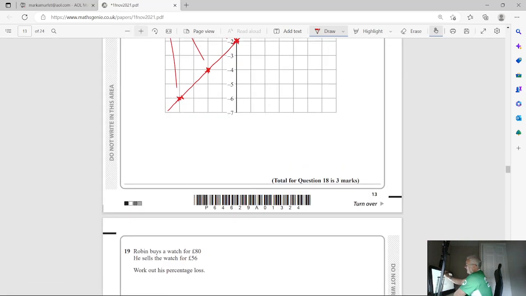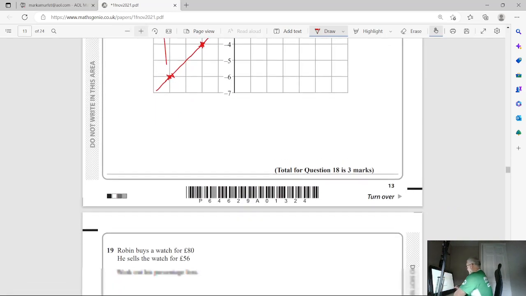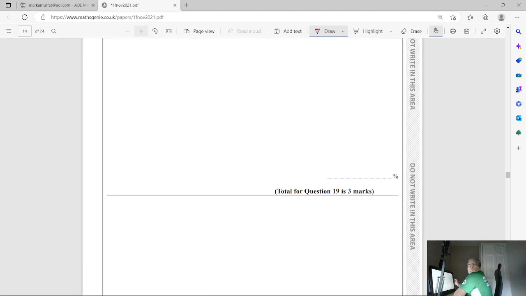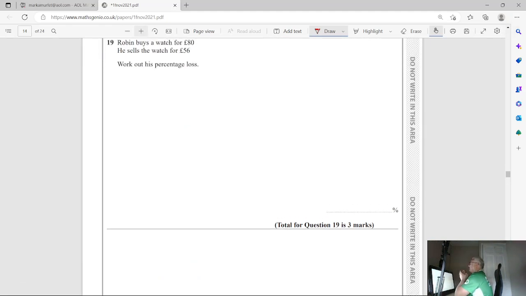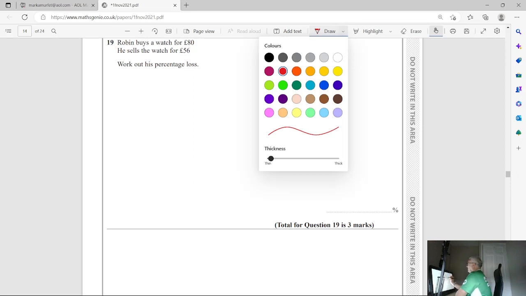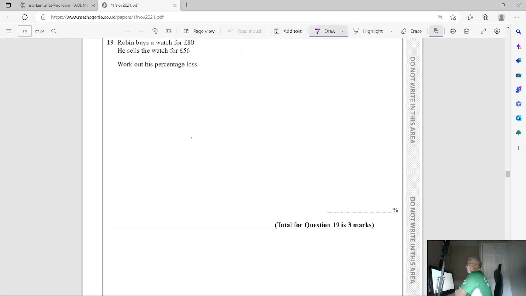Question 19. Robin buys a watch for £80. He sells the watch for £56. Work out his percentage loss. Okay, if you can do this one, brilliant. If you can't and you always struggle on percentage loss questions or the percentage change questions, try and picture it logically how you would work this out.